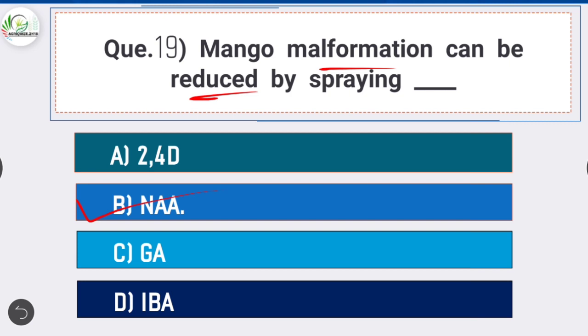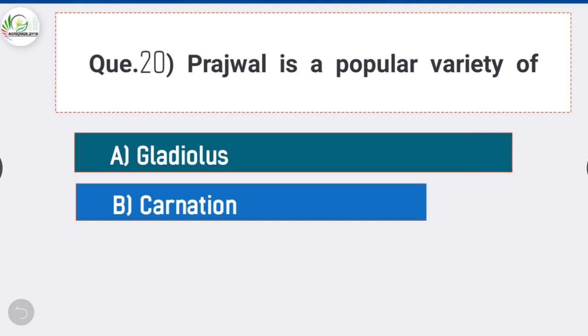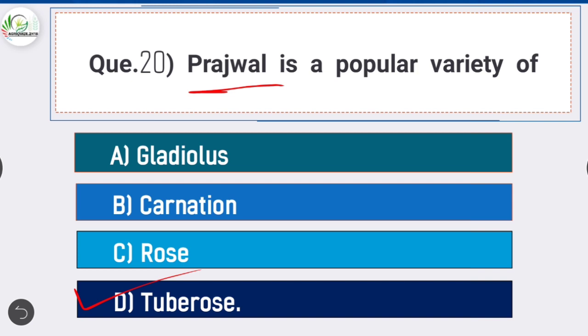Question number 20. Prajwal is a popular variety of? Answer is option D, tuberose. Prajwal is a popular variety of tuberose.